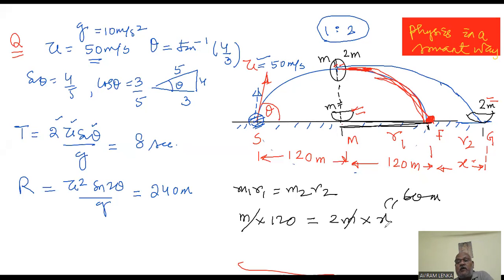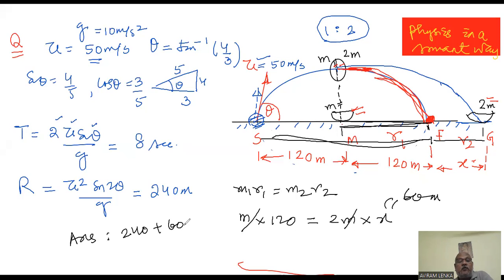So as we got X equal to 60 meters, the total distance from the starting point, we know this distance is equal to 240. 240 plus 60 must be equal to 300. So our answer is 240 plus 60 meters, that is equal to 300 meters away from the point of projection. So that is the way the center of mass is used.